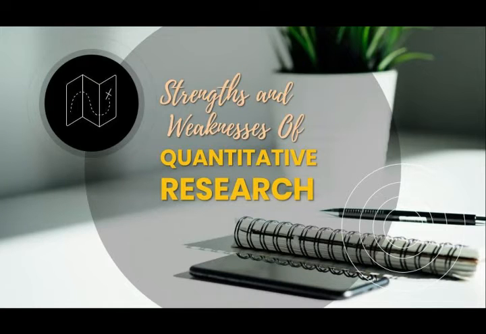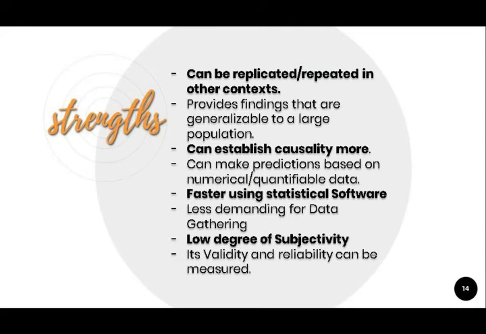All right. Now, what are the strengths and weaknesses of quantitative research? The strengths: first, we can replicate and repeat the research itself in other contexts. You can use other variables. You can change the independent and dependent variables. They are not the same research, but they are similar, which can be replicated. For example, if you are dealing with a study in a certain school, you can just replace that school with another school so that you can check whether there are similarities between the findings.